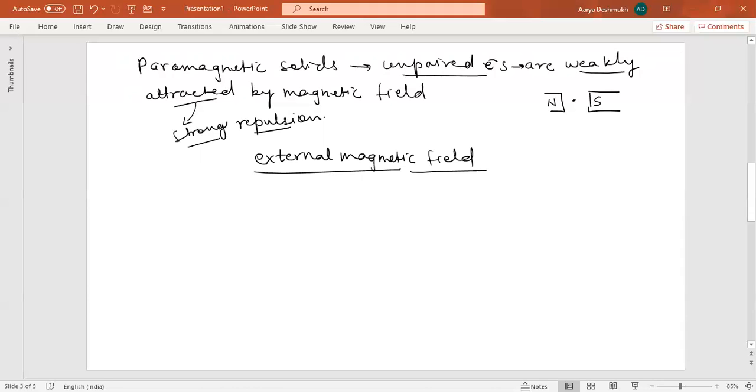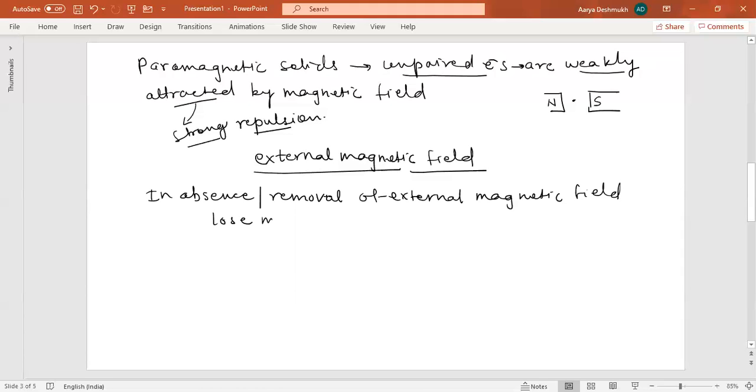And if the external magnetic field is removed, so in absence of, or removal of external magnetic field, they lose their magnetism, or magnetism is lost. Okay, so this is again important about these paramagnetic solids.